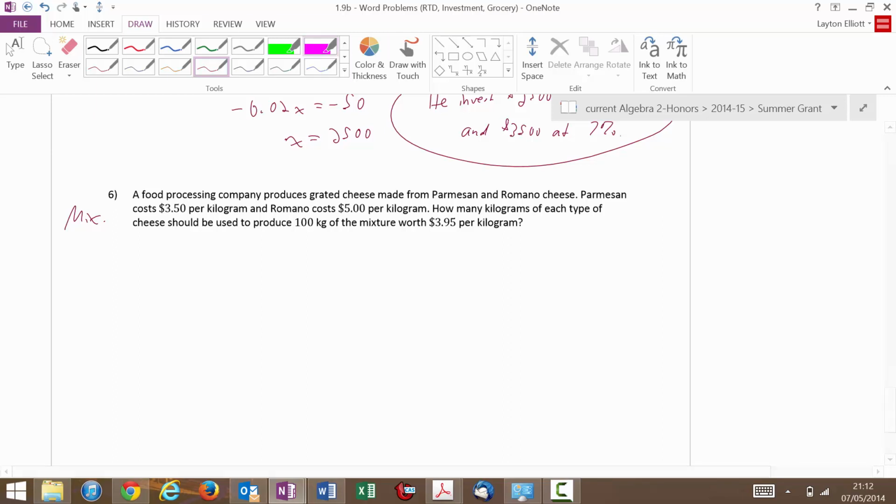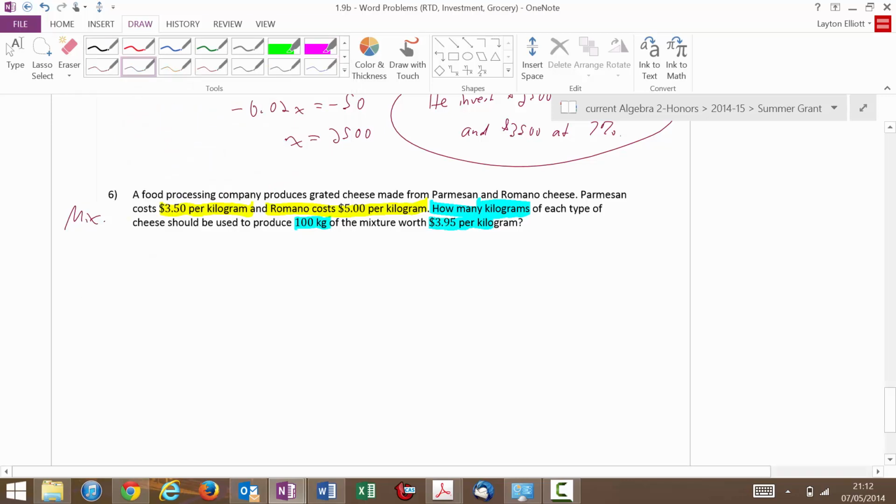A food processing company produces grated cheese that is made from Parmesan and Romano. Parmesan costs $3.50 per kilogram. Romano costs $5 per kilogram. And it wants to know how many kilograms of each type should be used to produce 100 kilograms worth that much. That's a lot of information in here. You might not be thinking about how to organize it all.